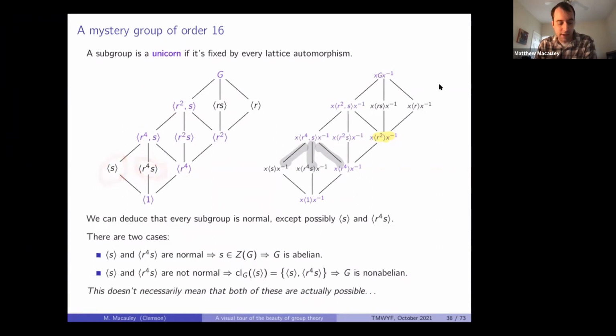The other possibility is if these 2 things are conjugate, then this is the conjugacy class. This is not normal. S is not abelian, and the group is not abelian. So there are 2 possibilities. We can almost narrow down what group this is. I'm not saying both of these are actually possible, but it turns out they are.